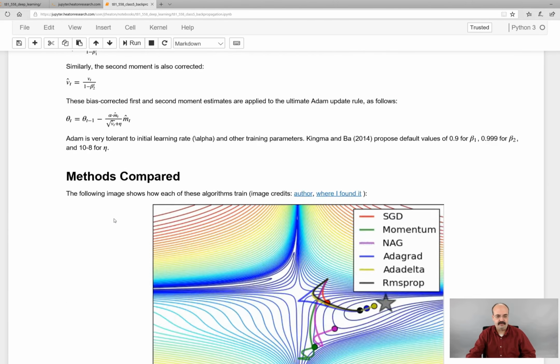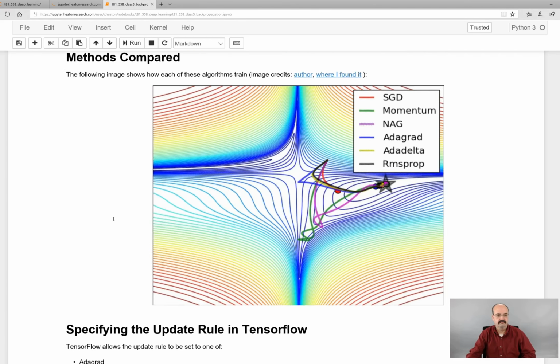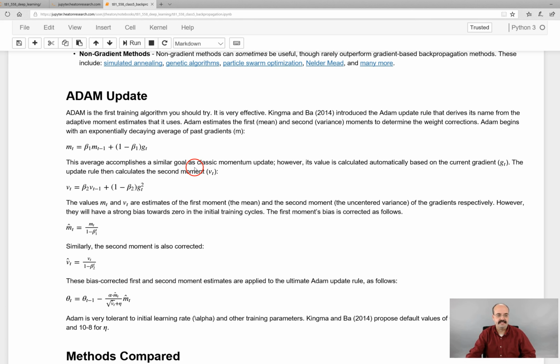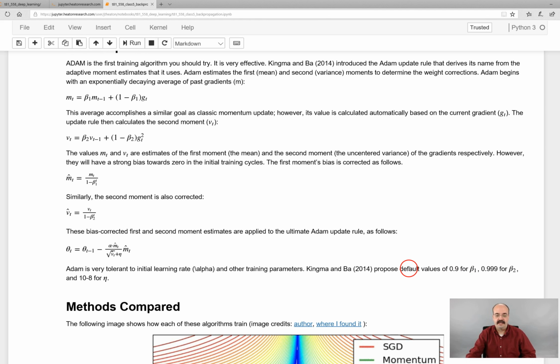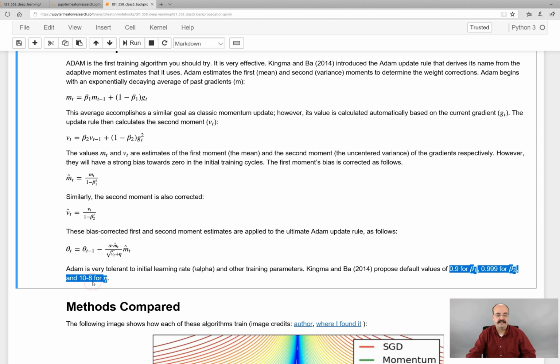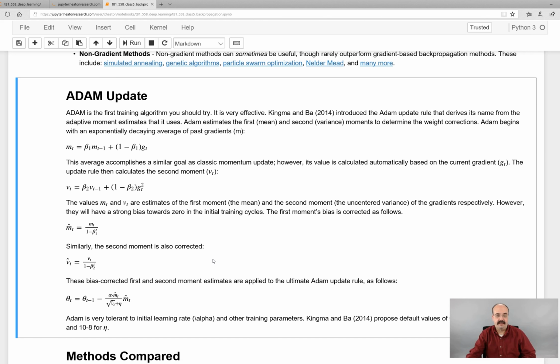Now, what is very nice about the Adam update rule is that you don't really have to focus too much on a learning rate. There is a learning rate present, but of the values that you have, the authors of the original paper, Kingma and Ba, give some good recommendations for the hyperparameters, and I rarely change even that learning rate at the end, 10 to the negative eighth. You often do not have to change those.